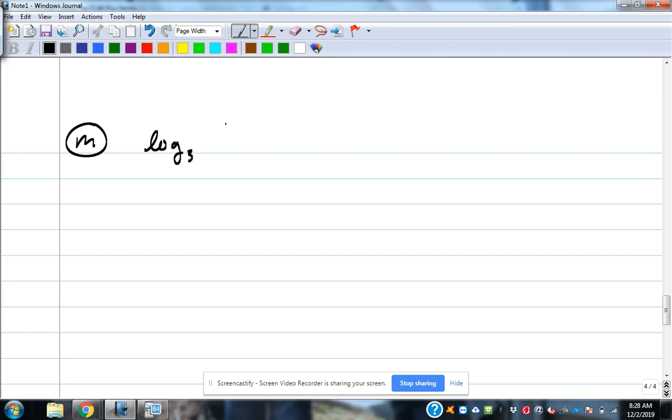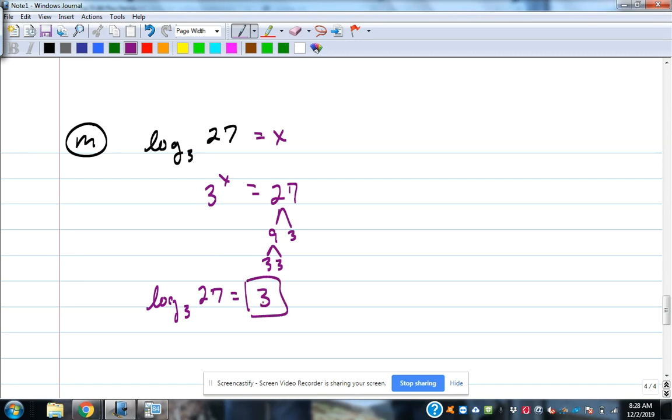Log base 3 of 27. That's a good one. So again, you could set it equal to a variable, kind of help you think this out. So it's 3 to the x is equal to 27. And I know 27 is 9 times 3, 3 times 3. So that's 3 to the 3rd. So log base 3 of 27 is equal to 3. So without a calculator, that's kind of the idea how you want to think your way through those.